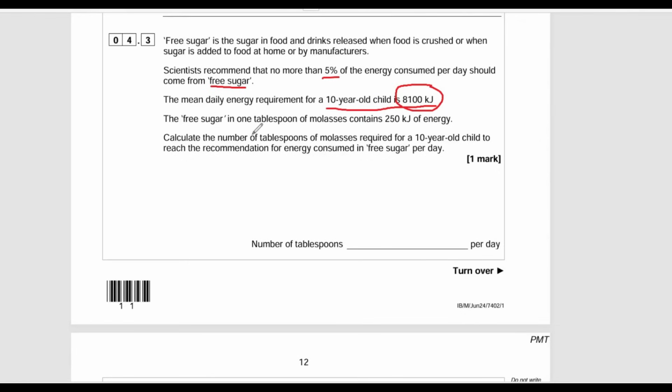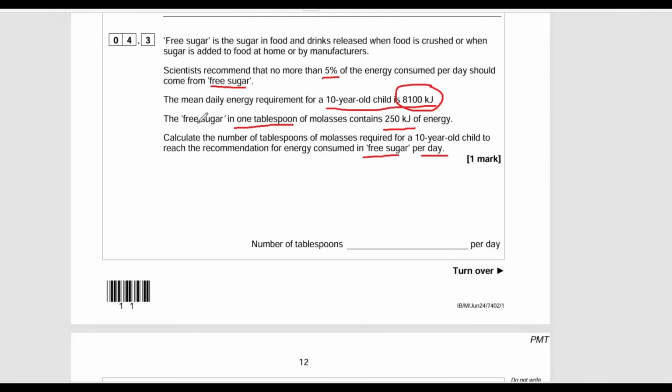The free sugar in 1 tablespoon is 250 kilojoules. Calculate the number of tablespoons of molasses required for a 10-year-old to reach the recommendation for energy consumed in free sugar per day. So how many tablespoons of sugar will get them to the maximum added sugar you should have, including all the chocolates, crisps, and whatever else you eat?